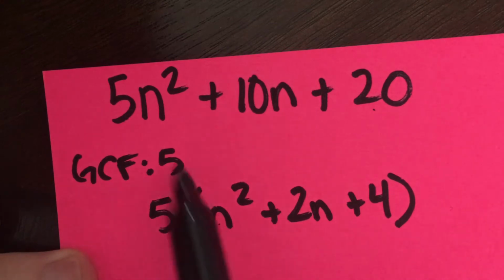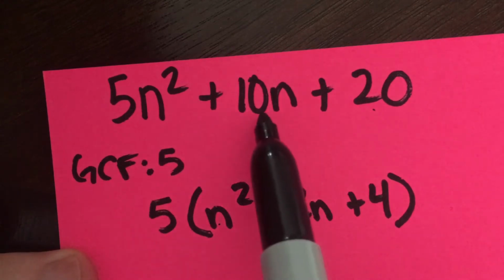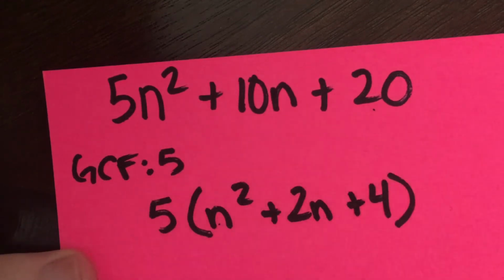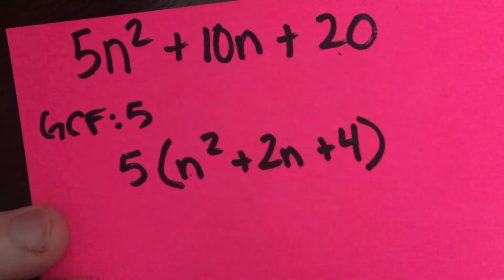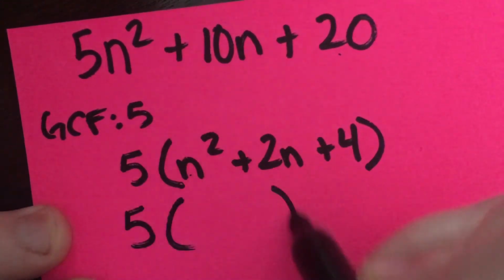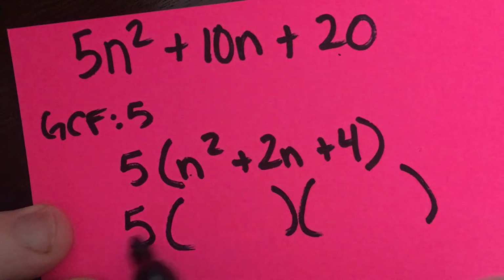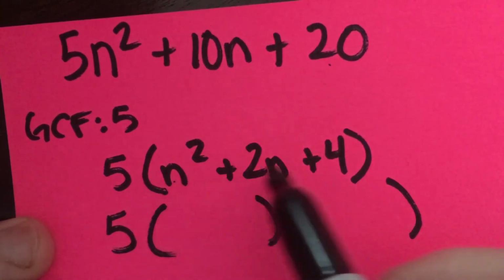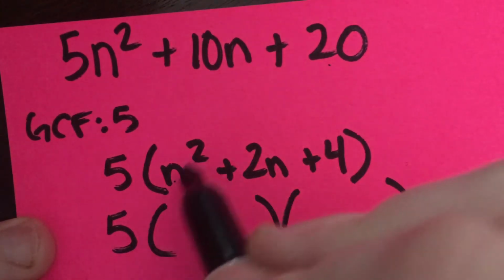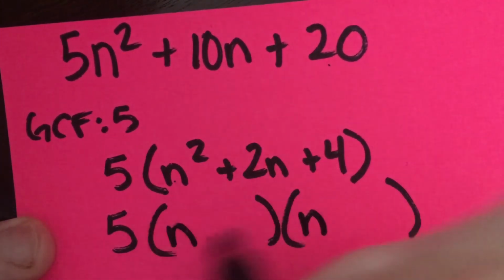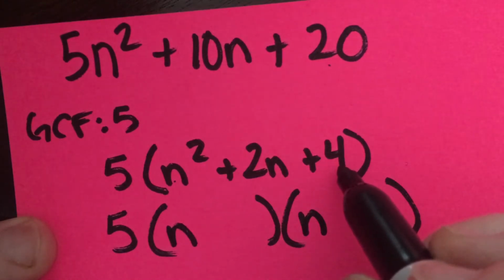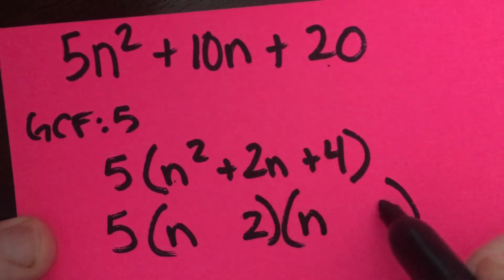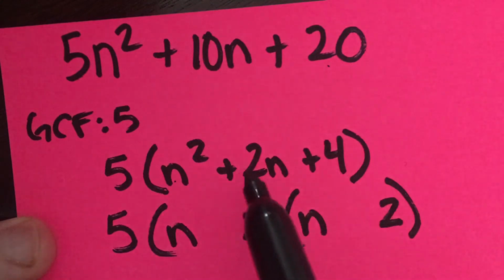So 5n squared, 5 times 2n is 10n, 5 times 4 is 20. Now I can go ahead and do my trinomial factoring where I'm actually going to have 1, 2, 3 factors now. So the GCF does not get lost from line to line. Now you factor this as you have been. The first term is factored n and n. The last term's factors I want are 2 and 2. I could have done 4 and 1, but I'm trying to add to a 2.